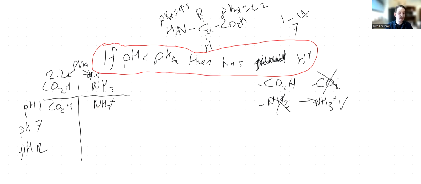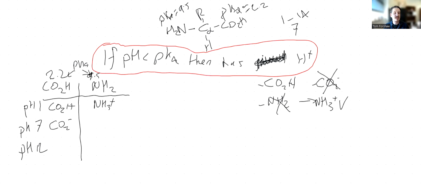Now we'll move on to the next one, pH 7. Now, if pH is less than pKa, is 7 less than 2.2? Nope, which means that it has not gained H plus, so it's going to be CO2 minus. So it will not gain. See, this is why I crossed out the gains. It does not have it, so it will be CO2 minus.